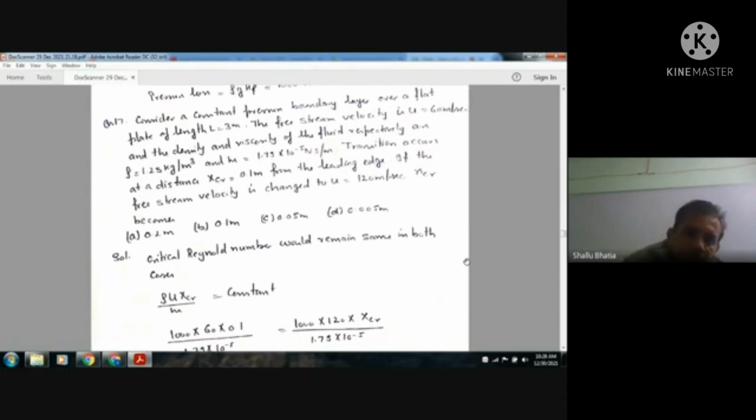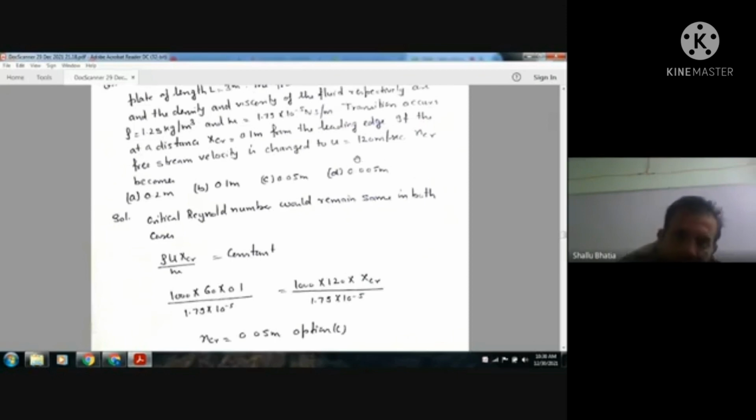Here the length of the plate is 3 meters, and free stream velocity is u. So again calculating the Reynolds number, the Reynolds number is rho u xcr over mu, because it is an external flow. We will use length x. So xcr is the critical Reynolds number, at which the transition occurs.